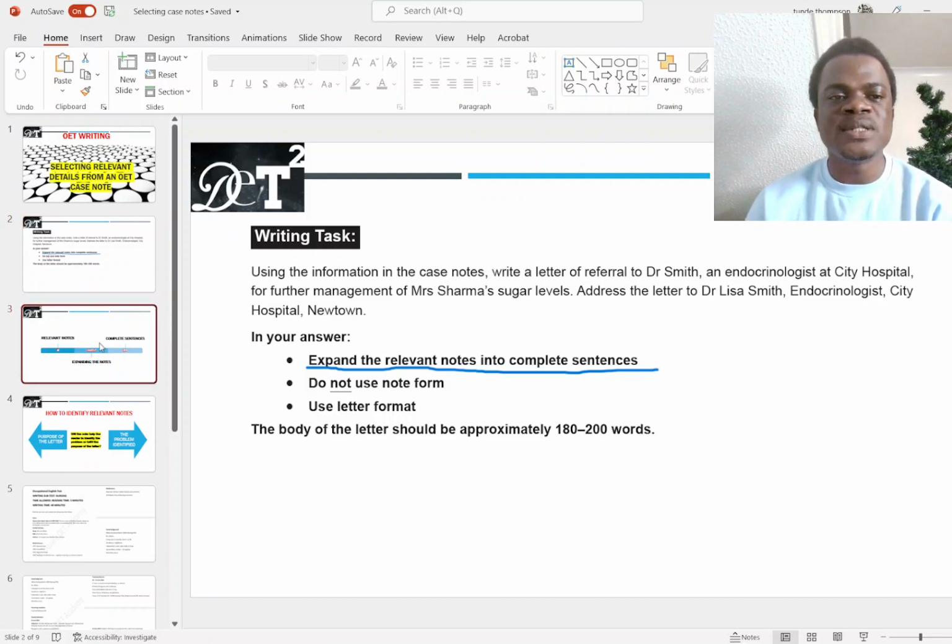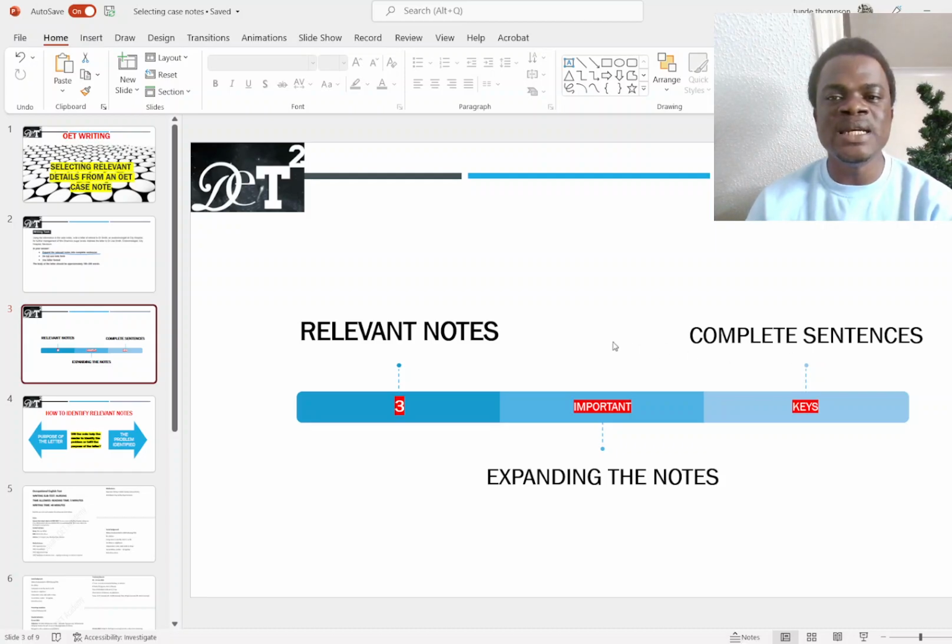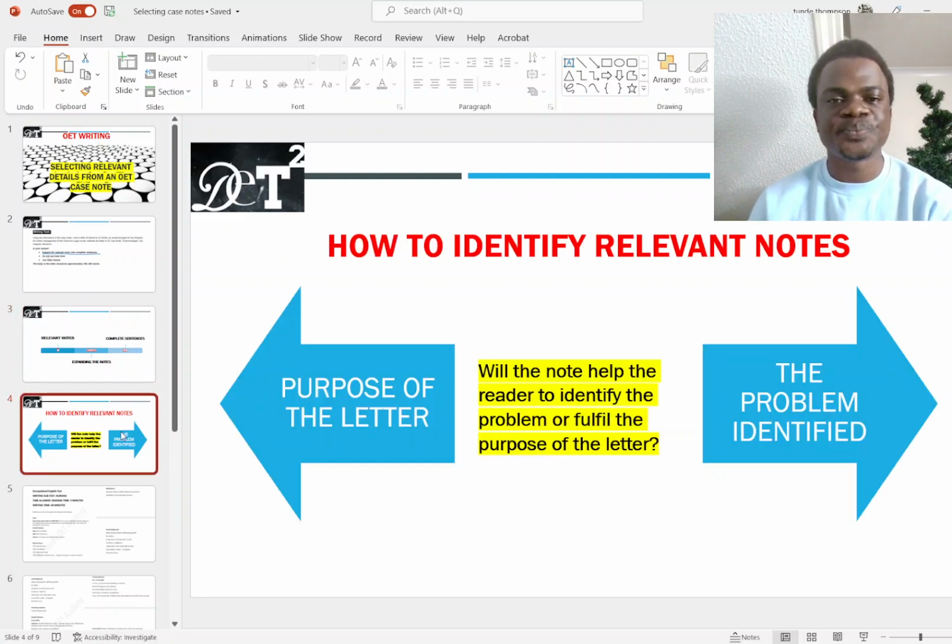Okay, for you to write a good letter, there are three things that you really need to know how to do. First is how to identify relevant note. Second is how to expand this note, and third is how to write this note into complete sentences. But for the purpose of this lecture, we are going to focus on how to identify relevant note. In my subsequent lectures, I'm going to teach you how you can expand this note and how you can translate this note into complete sentences.